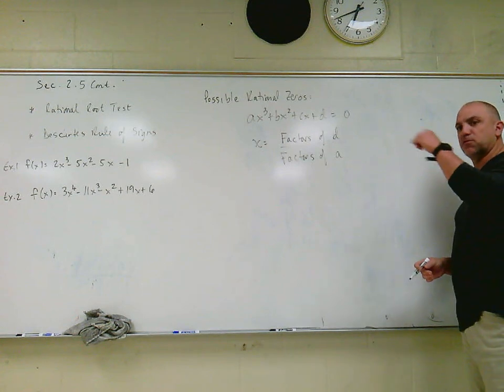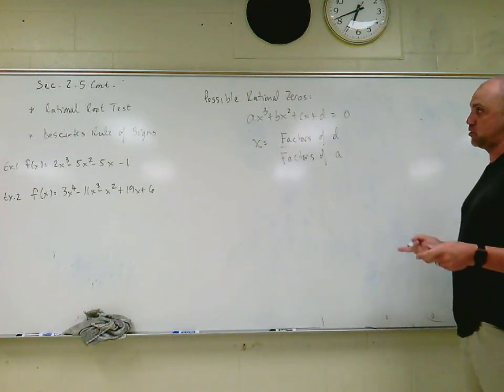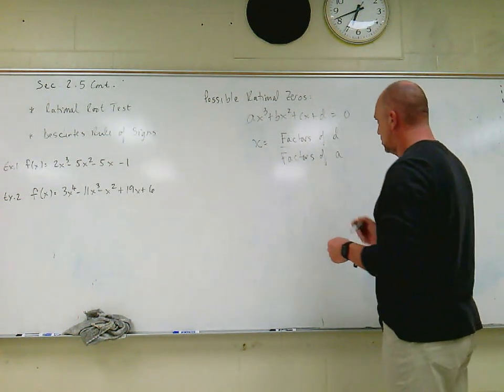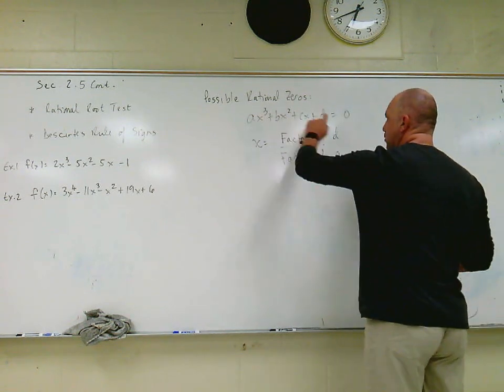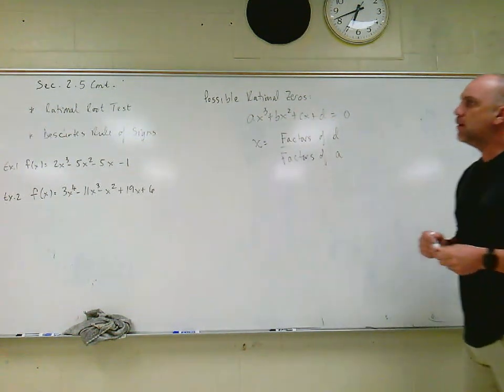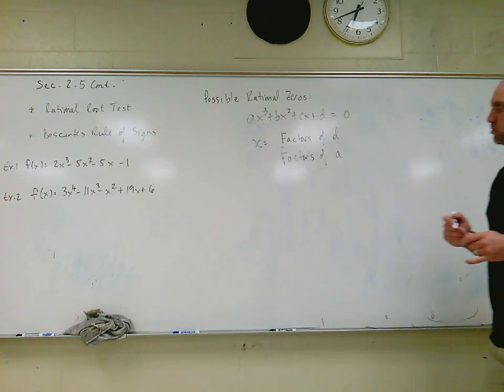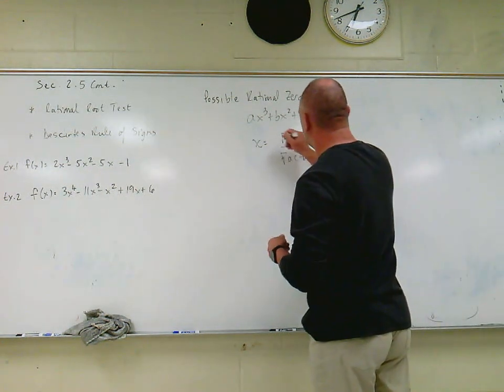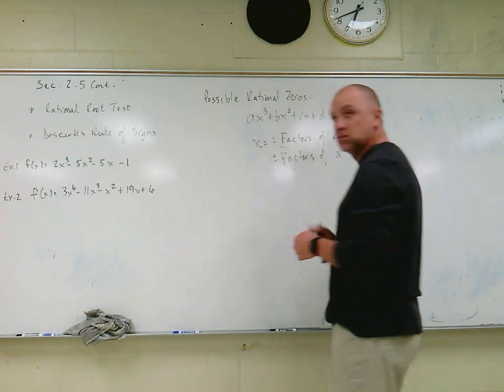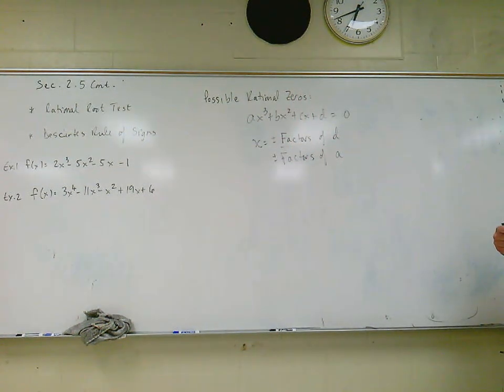So the a is the first number, the leading coefficient. So if it's a 4th degree, it's whatever your constant is at the end. So these are your possible choices. And remember, we use plus or minus, so don't forget to do plus or minus, because negatives are a choice.